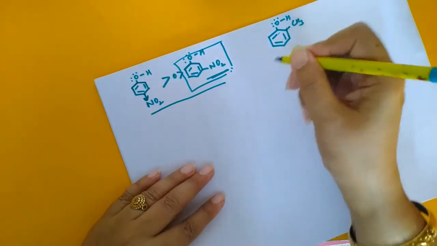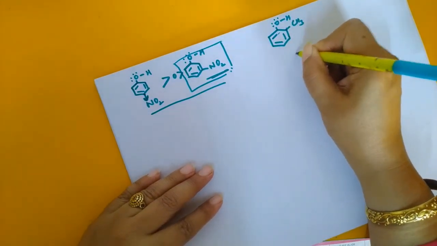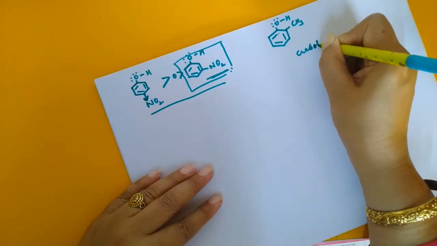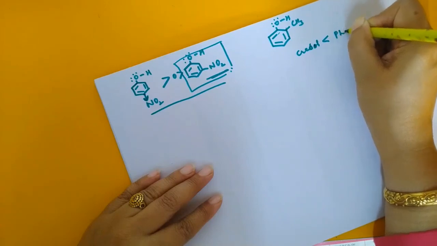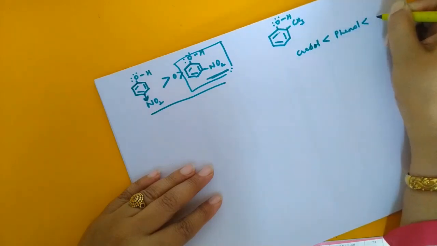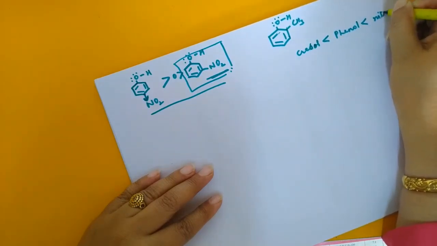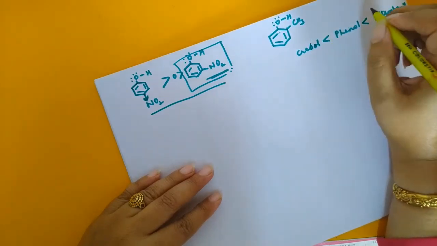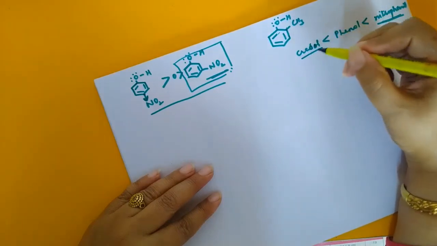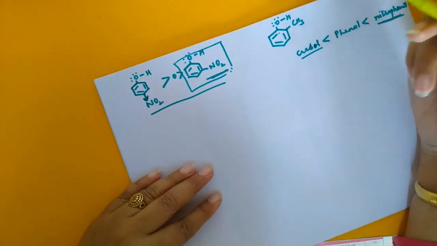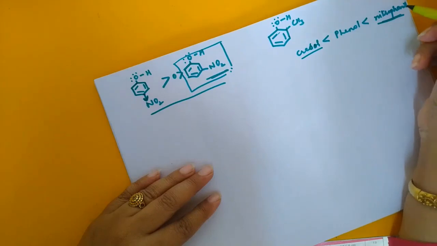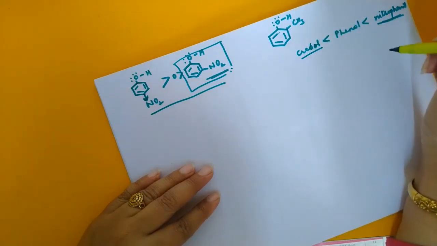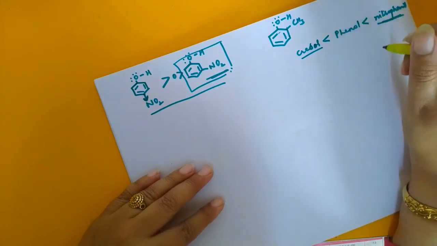So if we try to arrange them in an order, we can say cresol, it may be ortho, para or anything, is a weaker acid than phenol, while nitrophenol is a stronger acid. The position we will discuss afterwards, but I'm just trying to tell you that an electron releasing substituent will decrease the acidic strength, while an electron withdrawing one will increase the acidic strength. So that's all about the acidic strength of alcohol and phenol.